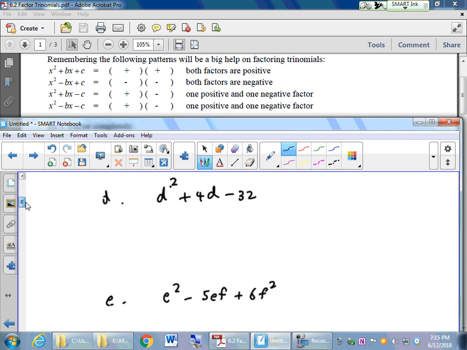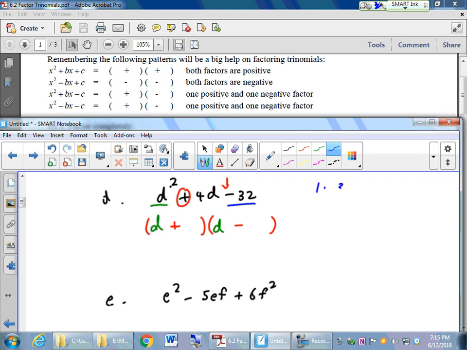Continue in the next problem. Again, here is a negative, and this is a positive. That tells us that we will get one positive factor and one negative factor. The first term, d squared, is just d and d. Now we're going to have to consider this 32. When you multiply, it will be 32, and when you subtract, it will be positive 4.